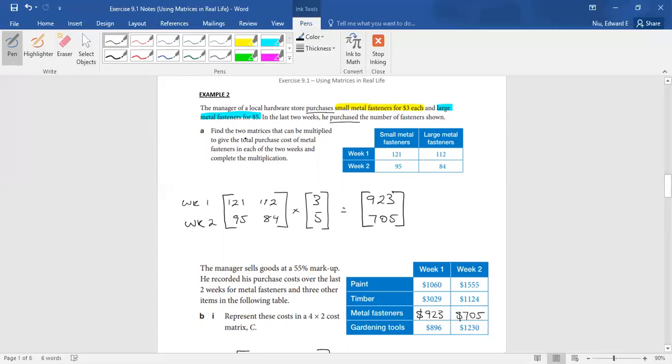So we have to come up with 2 matrices that can be multiplied together. Remember, the order of the matrices is really important. So this here is a 2 by 2. This here is a 2 by 1. Because these inner numbers are the same, we can actually go with this matrix. Now, how did we get these 2 matrices?